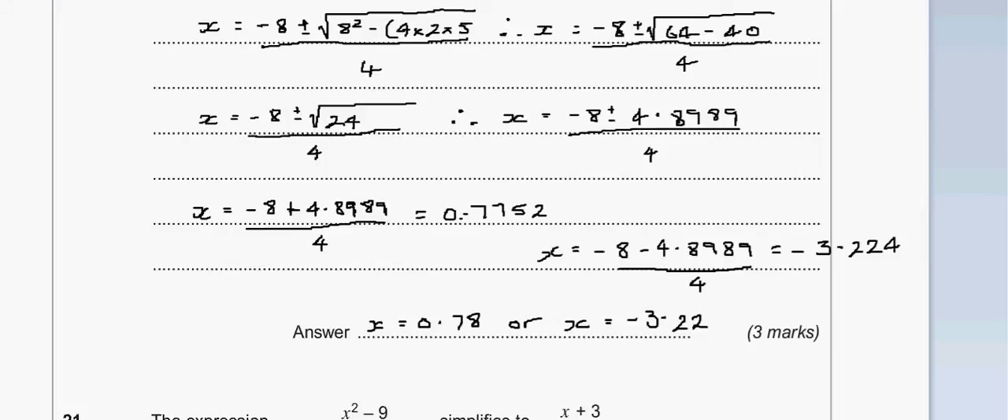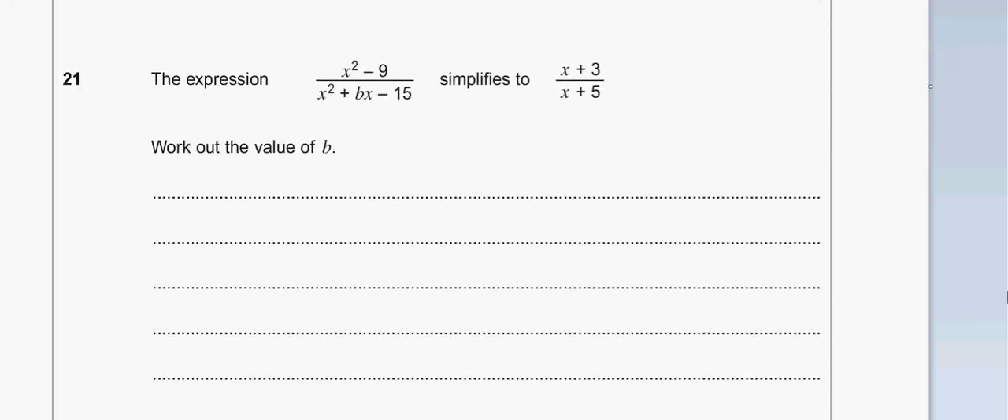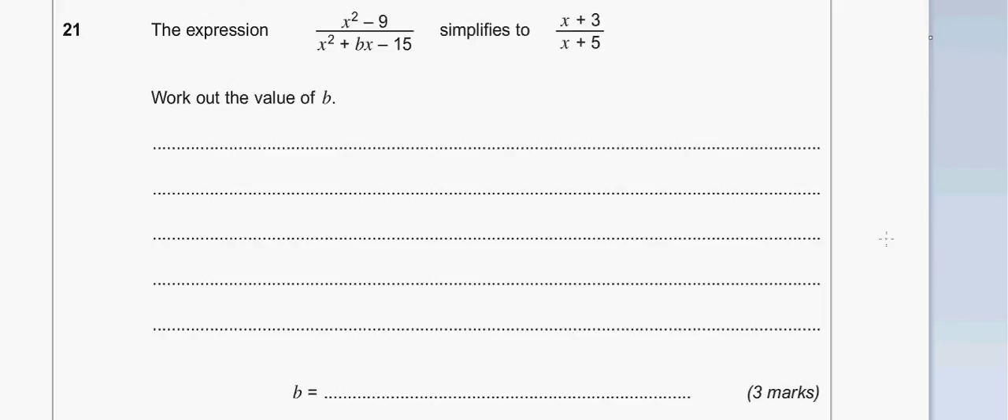Okay, so moving on to the next question. The expression x squared minus 9 over x squared plus bx minus 15 simplifies to x plus 3 over x plus 5. So we need to work out the value of b. Now if this simplifies, it means that something on the top must cancel with something on the bottom.